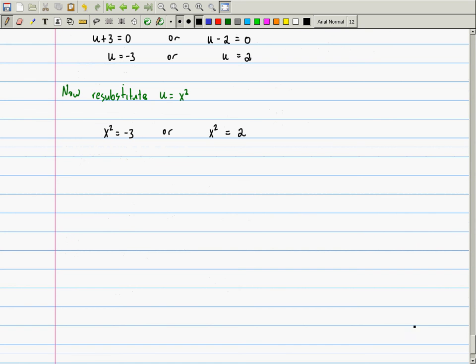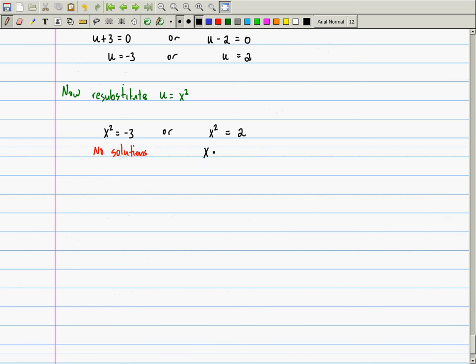So tell me about the solutions to the first equation. There aren't any, and that's a perfectly legitimate situation. There are no solutions. How about the solutions to the second equation? X squared is 2. How many solutions are there? Not one. Two. There's two solutions. What are they?